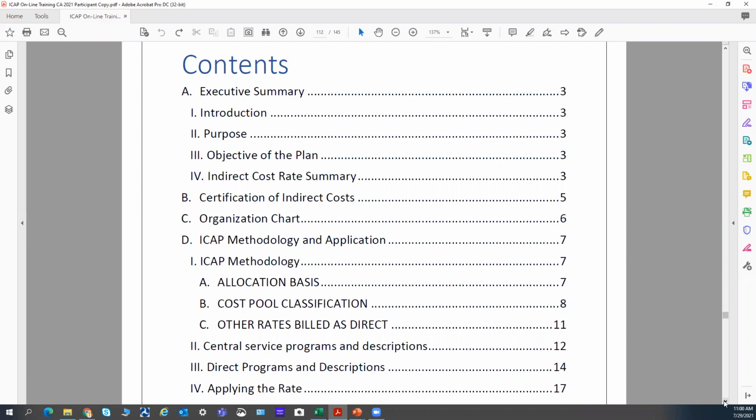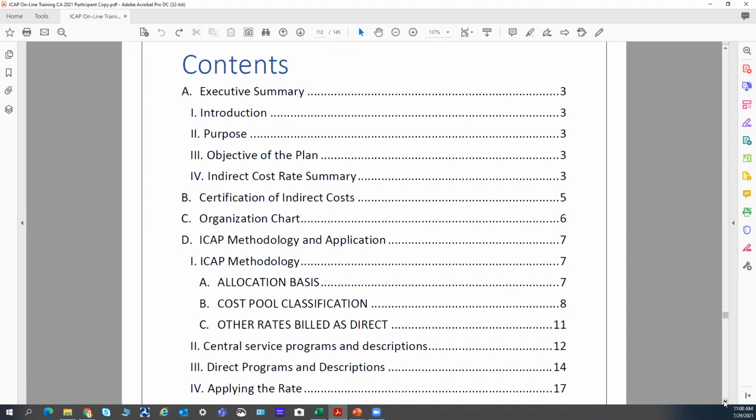And Bob and I pretty much had to take them from square zero and move them through the development process of an indirect cost allocation plan. And we did that in about a 7-month period of time. The good thing is they got started early.